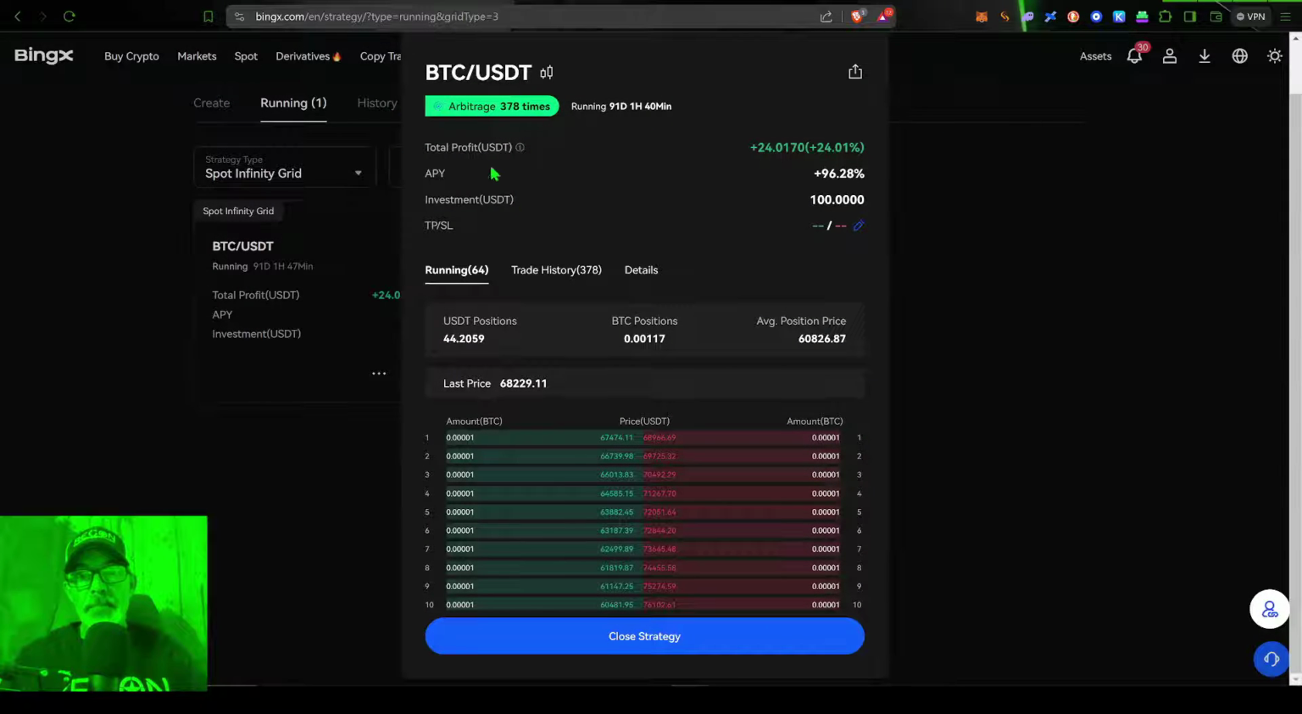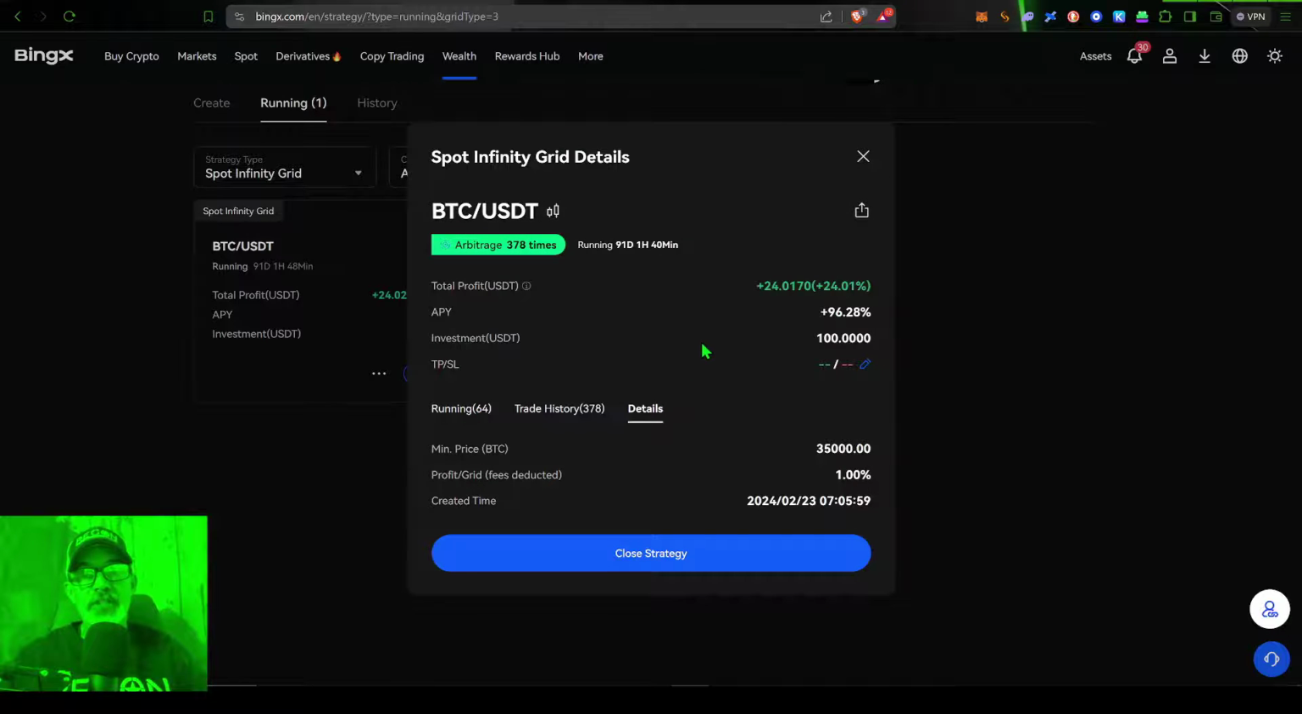So anyway, jumping back over here to the actual results. Again, the bot is currently up 24%. And if we jump over here to the details, you can see my minimum price at the time I configured the bot was 35,000. We never actually got down that low, so this bot has been in the fight the whole time it's been deployed. The profit per grid after fees, I set at 1%. Now, if I had set this at a higher percentage, because of the amount Bitcoin has moved, I'd probably have a bigger profit up here.